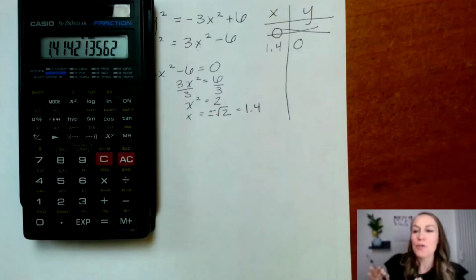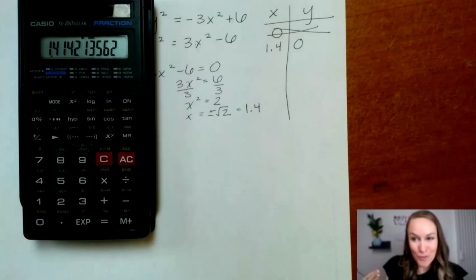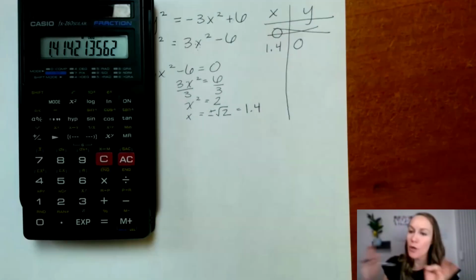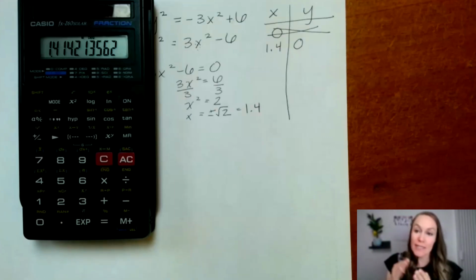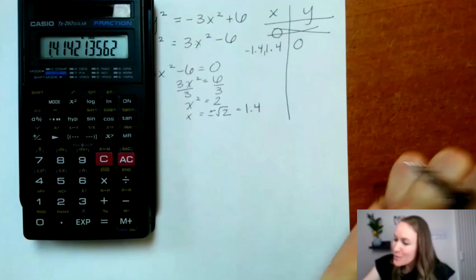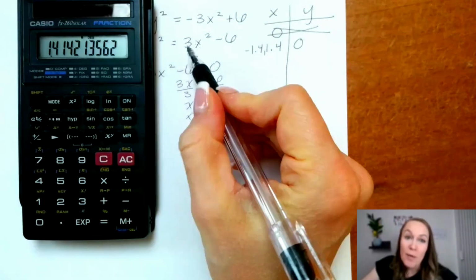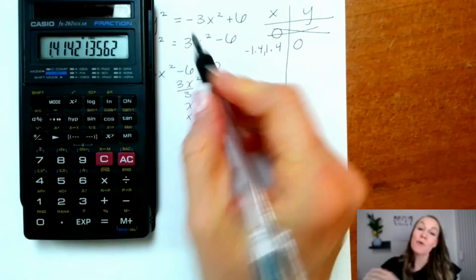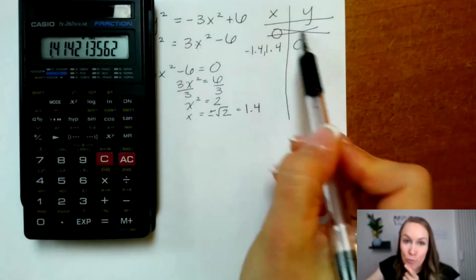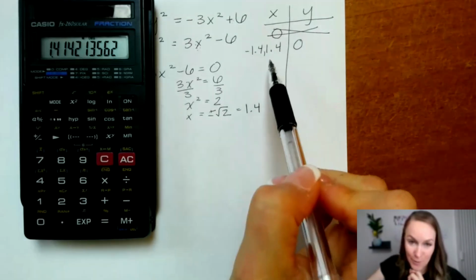Now, what if I were to plug in negative root 2? So remember, my negative is outside the square root, so that's perfectly fine. We don't want any negatives inside the square root. That is not defined. But we can have a positive outside the square root. So I could also plug in negative 1.4. And guess what? I'm still going to get 0 because that negative is going to be squared and I'm going to be left with a positive 2. So I've got 2 points just from that one thing right there.